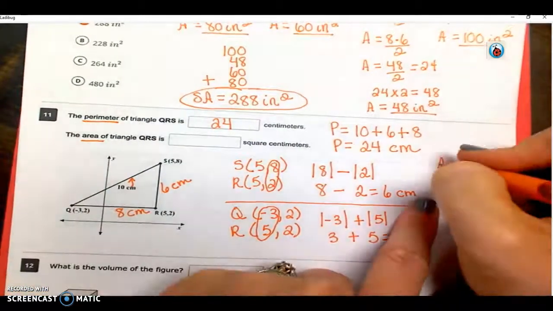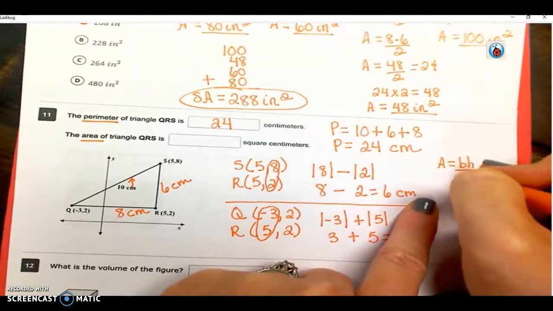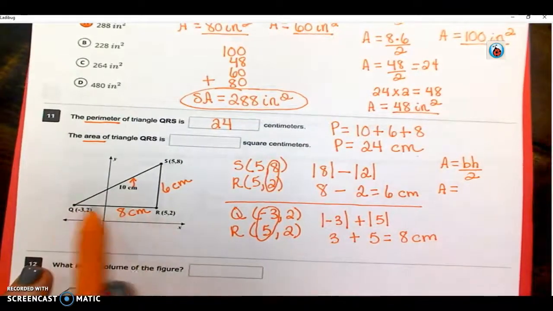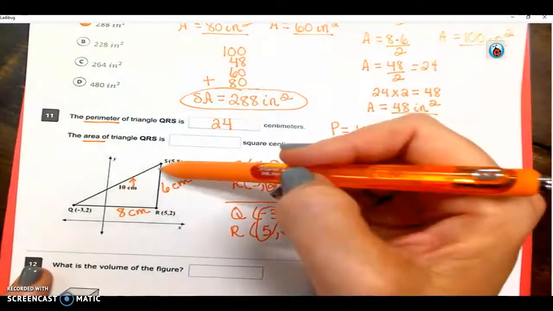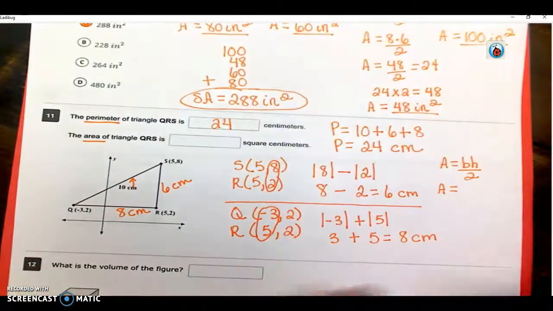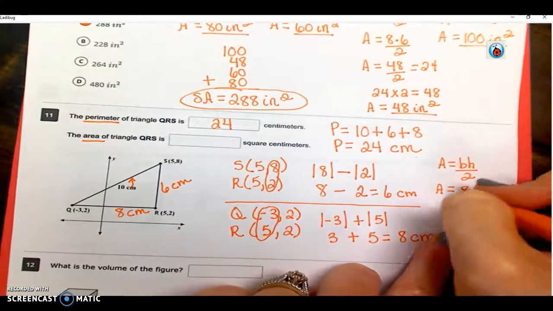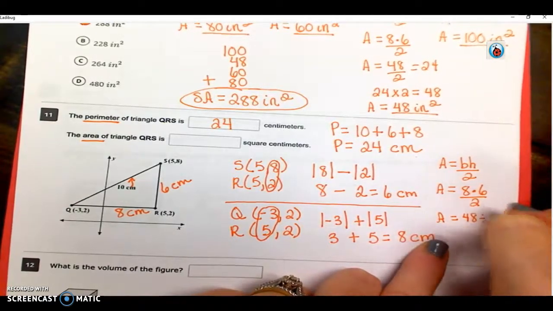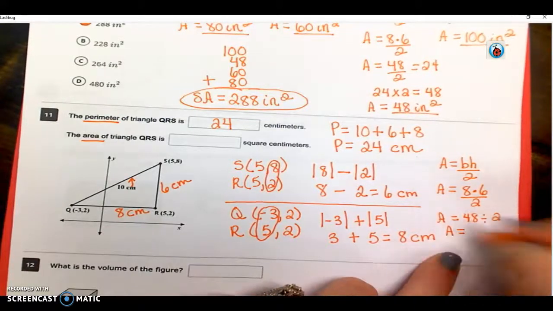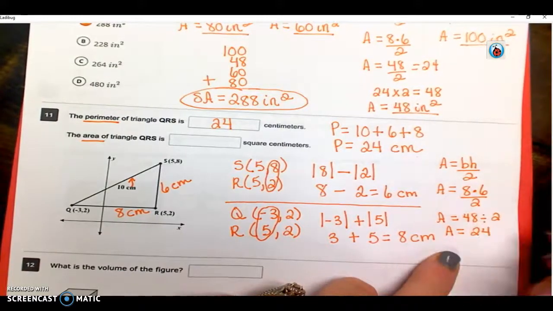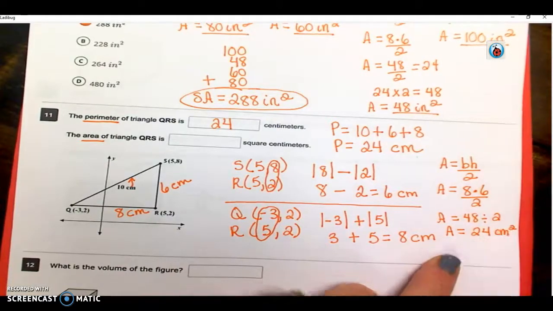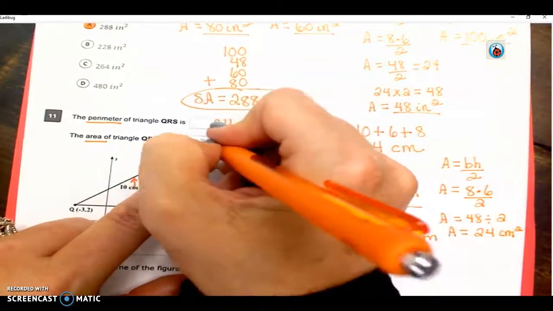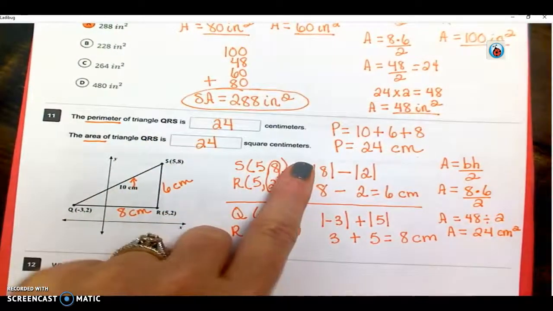We know area of a triangle is base times height divided by 2. So if we look at our triangle, we know we have a base of 8 and our height runs perpendicular, so that's going to be 6. 8 times 6 divided by 2. 8 times 6 is 48 divided by 2. And 48 divided by 2 is 24 centimeters squared. So the area of the triangle QRS is 24 square centimeters.